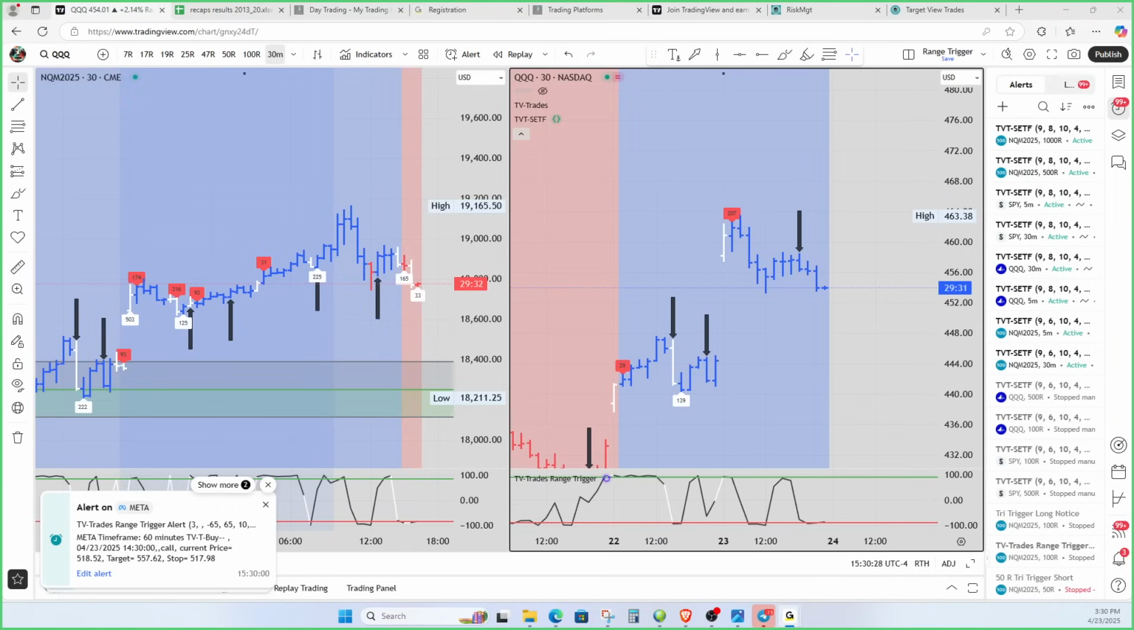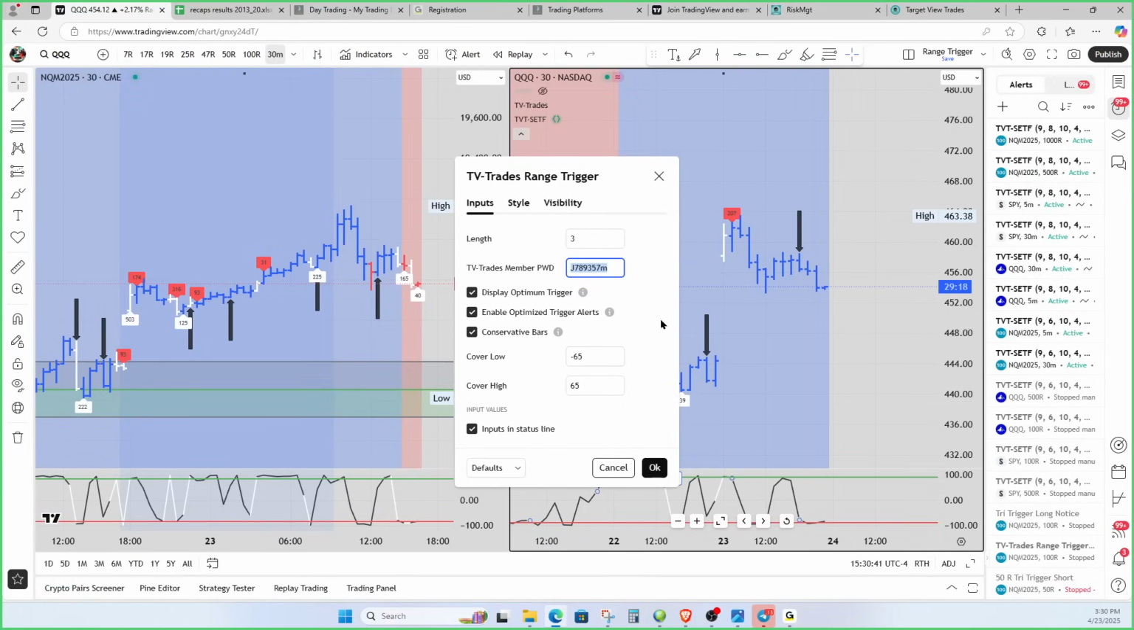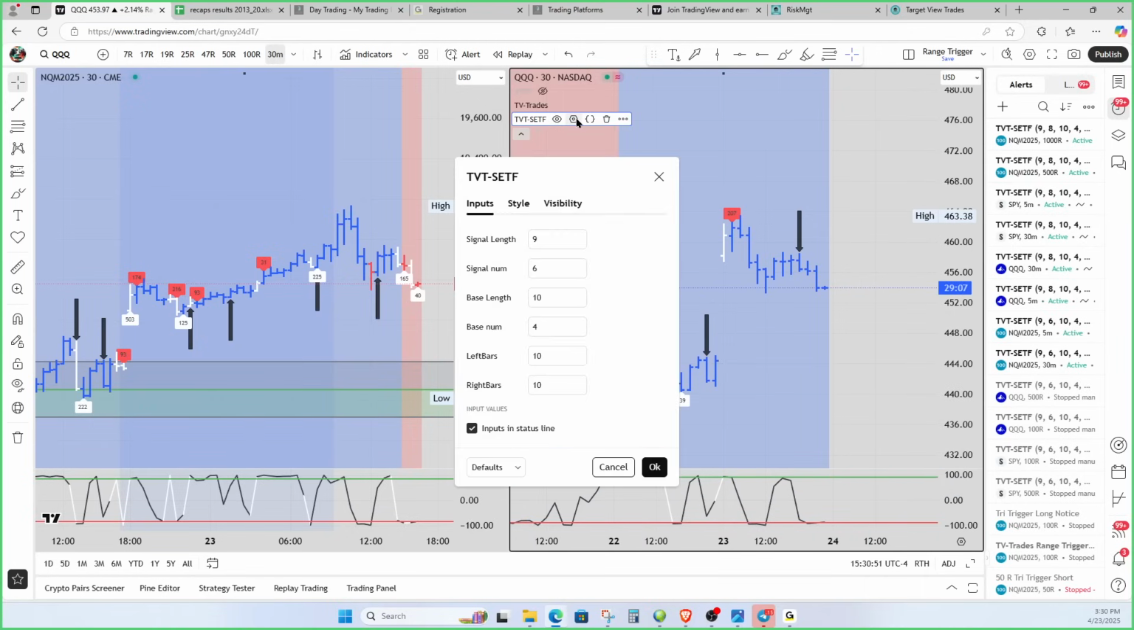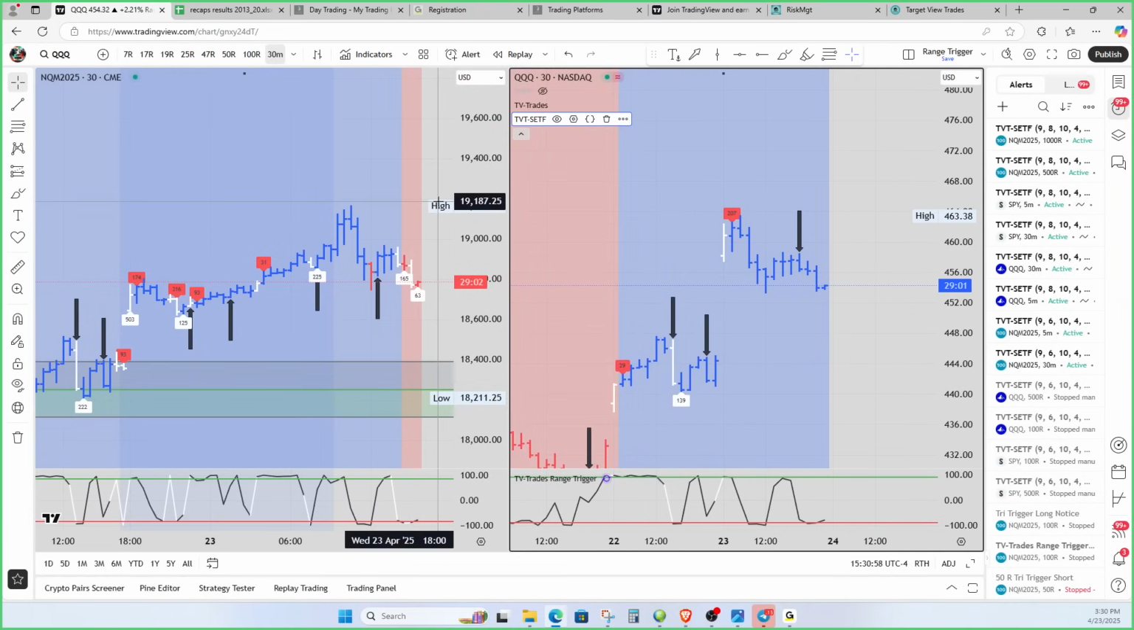Your Telegram channel is not working since I updated the password? Your Telegram channel? I didn't upgrade the password in Telegram. Abe, the only place you have to put in a new password is right here. This is the old password, inside the TV Trades range trigger. I'm pretty sure I took the password out of the beta one because it's temporary, and you guys don't have access to this one yet, so I didn't put a password in there either.